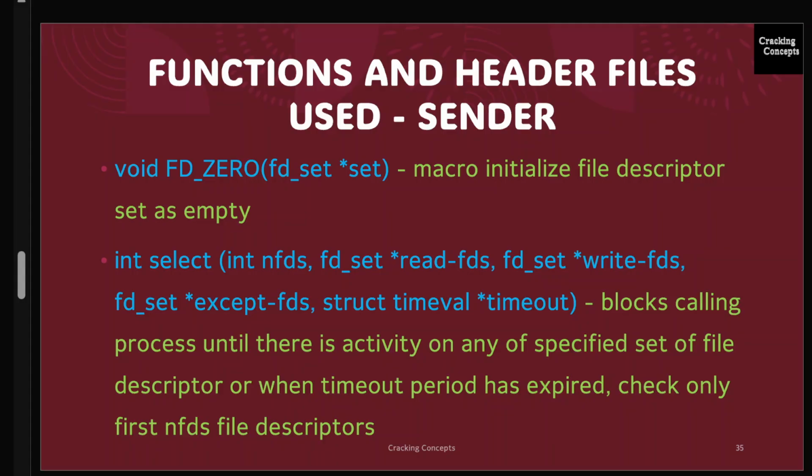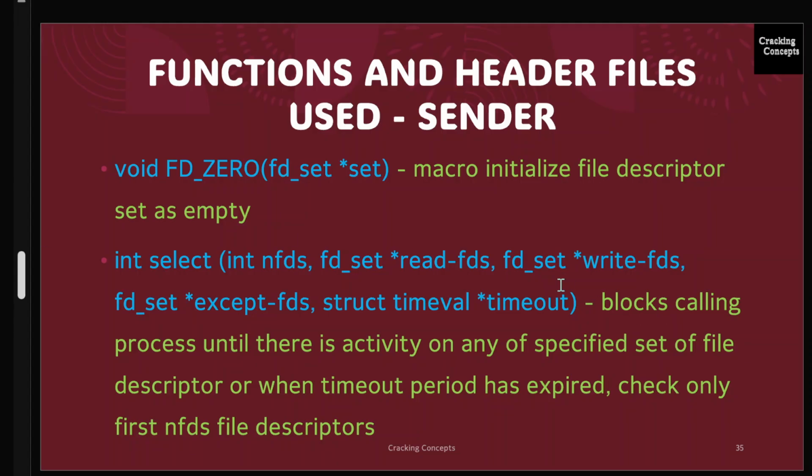Then we have a function called select. Now this function will block the calling process until there is activity in any of these specified sets of file descriptors. So this is the set of read file descriptors, this is the set of write file descriptors, and this is the set of exception file descriptors. So if any of these have an activity going on, or if the timeout period has expired, it will check only the first nfds number of file descriptors.